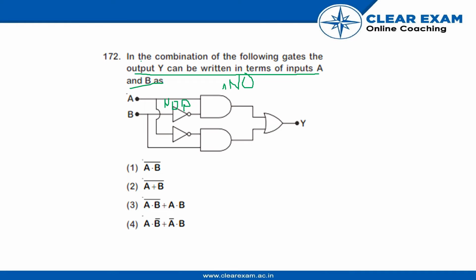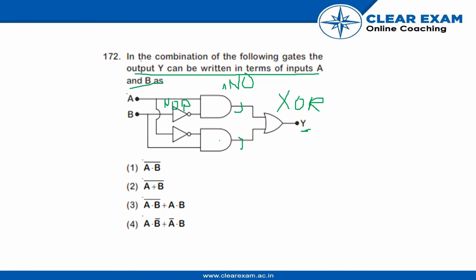First A is passed to the NOR gate, then the output of that A and B is passed to the AND gate. Then this output and this output are passed finally to the XOR gate. This is XOR. And finally the Y output has come.